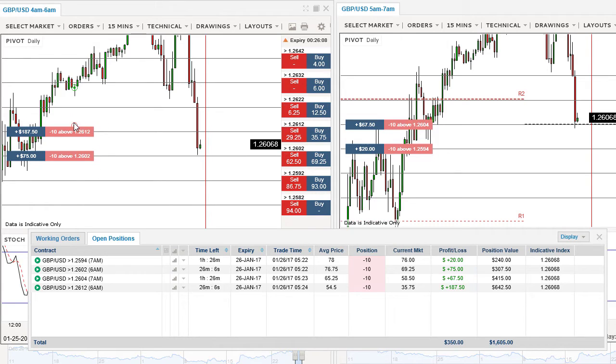So you can see I've got a couple over here that are going to expire in 26 minutes. I have some over here. It's about an hour and a half until expiration. And I may actually do another one at 2584.